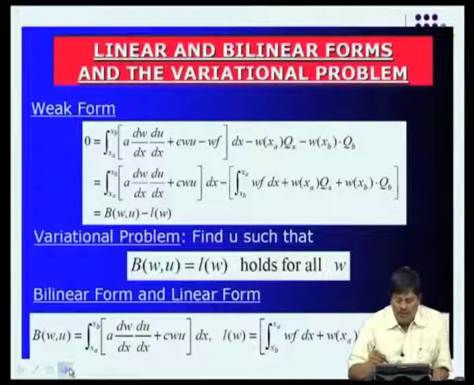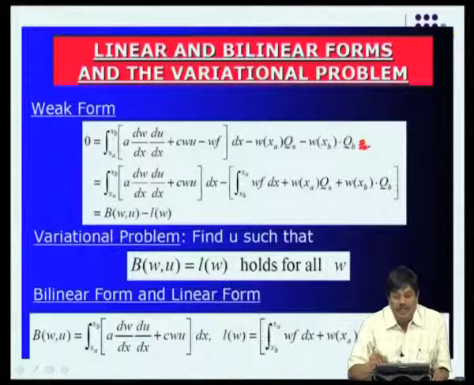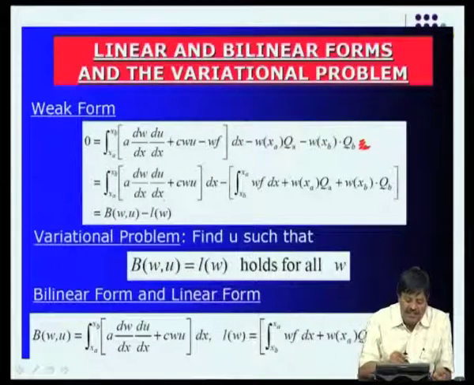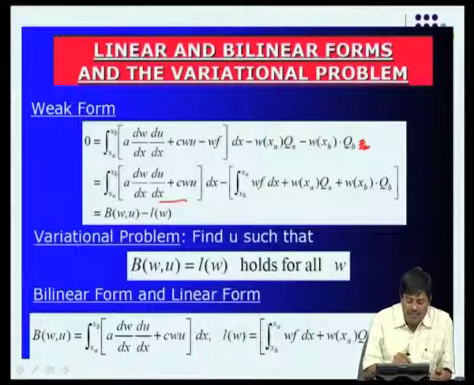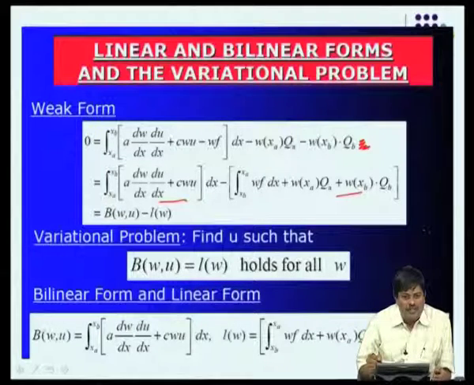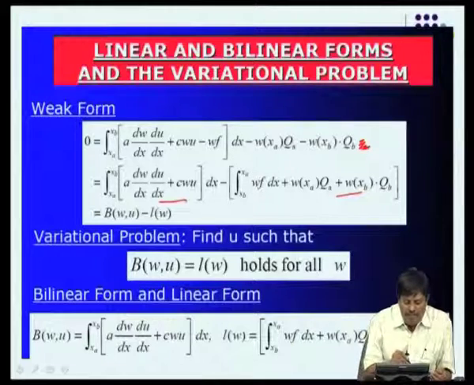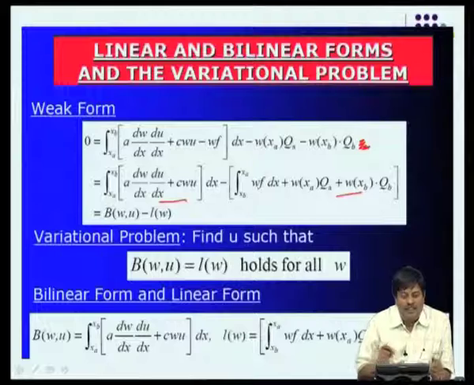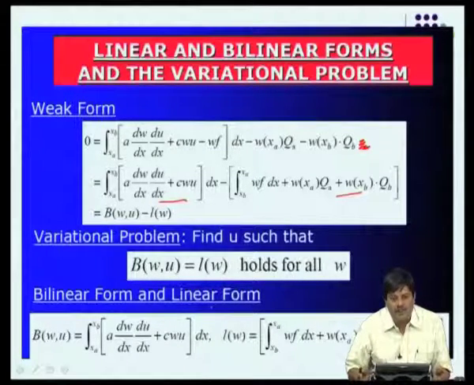So, now this equation is basically the weak form of the equation, and in the calculus of variations, this is called the inner product, which is represented by B of W and U. It is the inner product between W and U, and these are the flux terms or the force terms. So, basically the variational problem is you take the inner product or the weak form of the equation equal to L of W, and that is the variational statement of the problem that we are trying to solve.